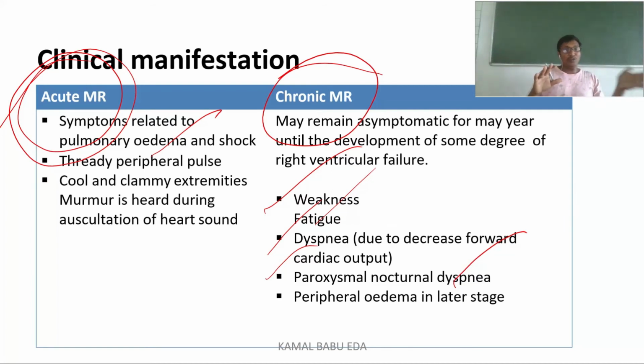If it is acute, you will feel a thready pulse, you will see pulmonary edema, the person will enter into shock, and you can see cool and clammy extremities, and also you can hear the murmurs whenever you are auscultating the heart sounds.